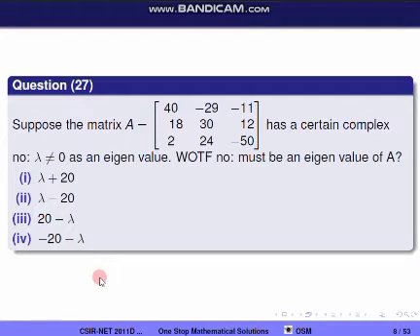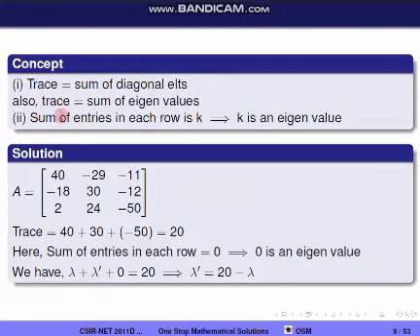So first of all, we look into the concepts used. We know trace is equal to the sum of diagonal elements. Also, trace is equal to the sum of eigenvalues. And if the sum of entries in each row is k, then k is an eigenvalue of that matrix. So taking the trace as the sum of diagonal elements, it is equal to 40 plus 30 plus minus 50, that is equal to 20. Also, the sum of entries in each row is equal to 0, so we get 0 as an eigenvalue.